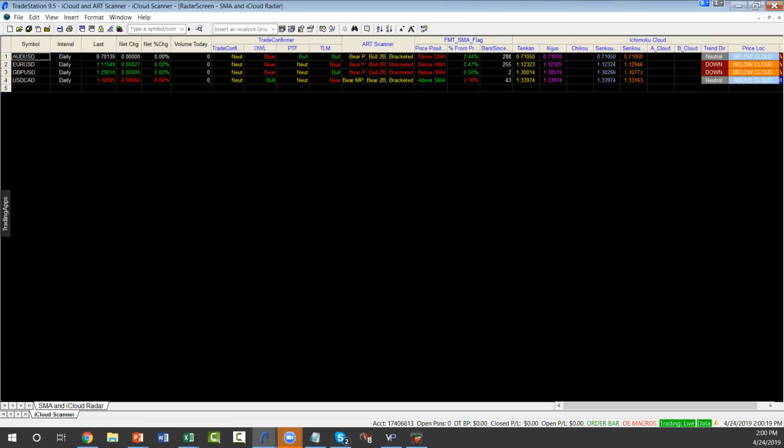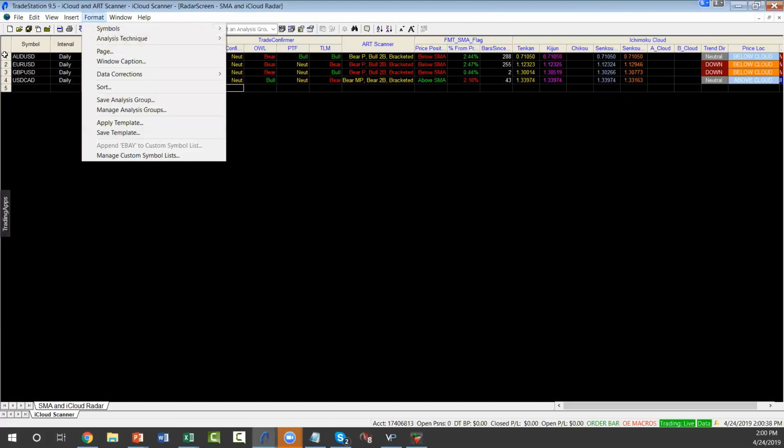Here's 5 pairs. We got the Aussie US, Euro, the British Pound, and the USD Canadian. Okay, and on a daily interval, they're all neutral. So the trade confirmer is not calling out a trade candidate on a daily interval. But what if you trade shorter time frames?